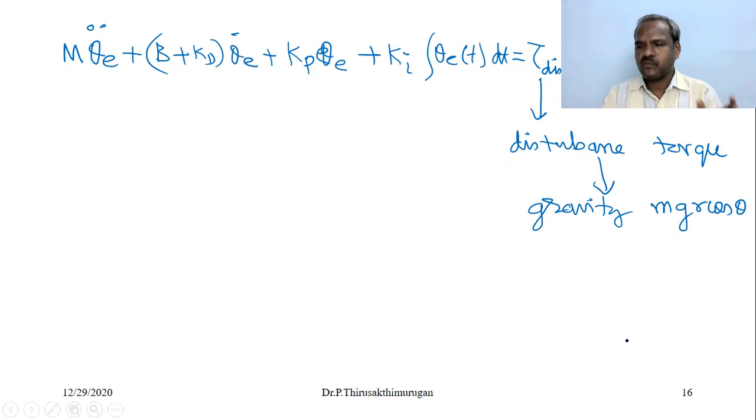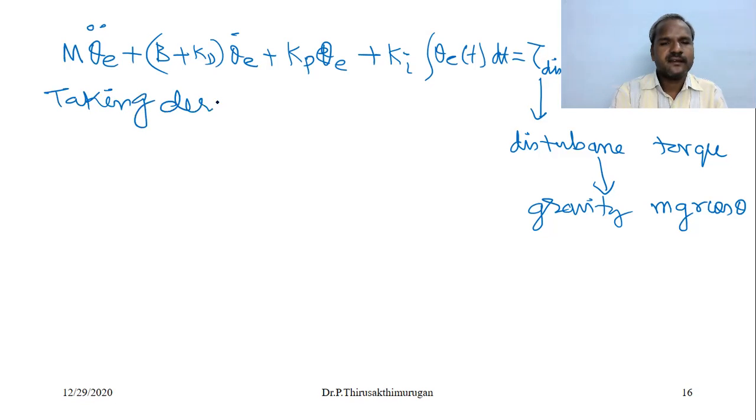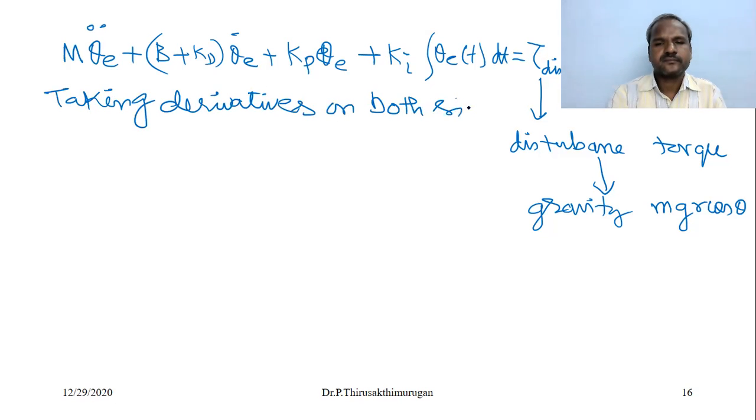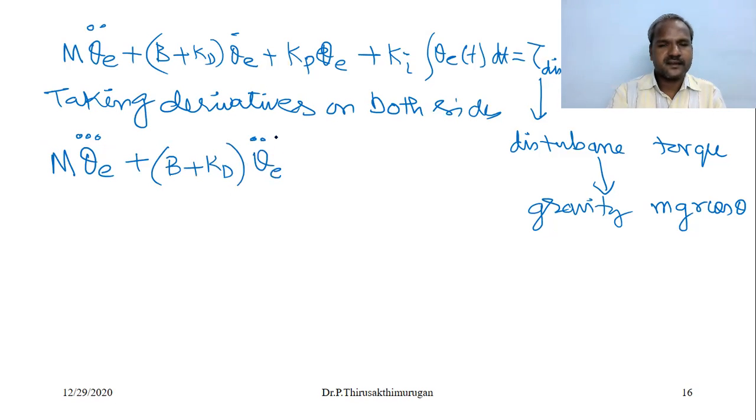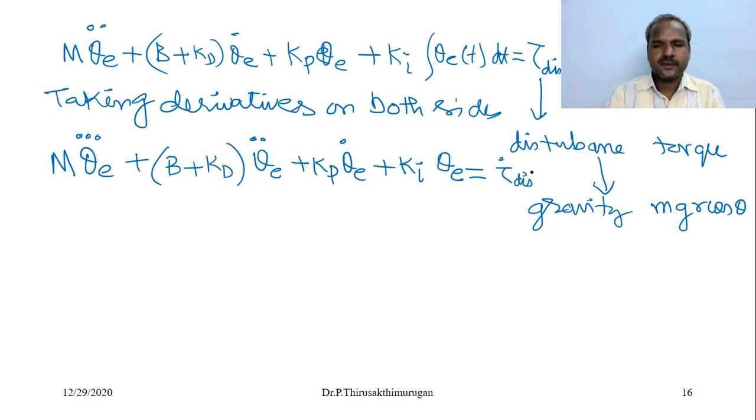Taking derivatives on both sides, we get M theta E triple dot, a third order dynamic, plus B plus KD theta E double dot, please observe this, plus KP theta E dot plus KI theta E equal to tau dot disturbance.